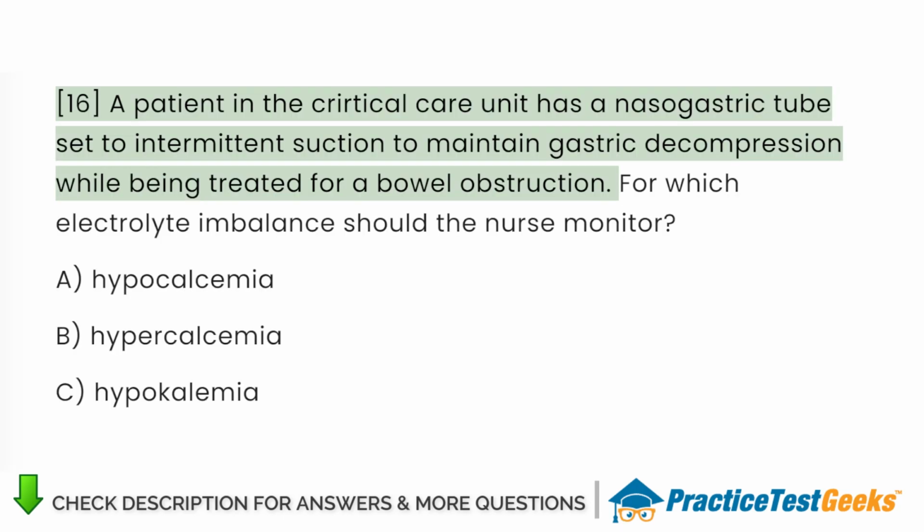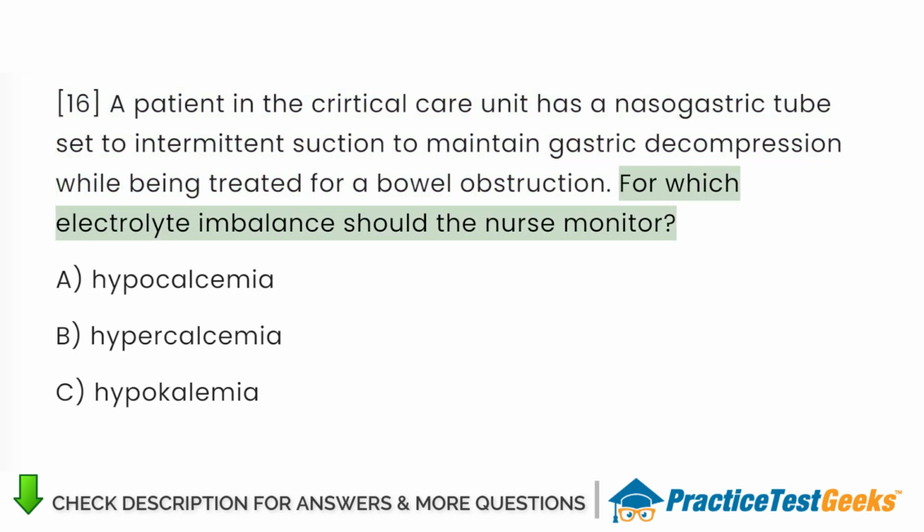A patient in the critical care unit has a nasogastric tube set to intermittent suction to maintain gastric decompression while being treated for a bowel obstruction. For which electrolyte imbalance should the nurse monitor? A. Hypocalcemia. B. Hypercalcemia. C. Hypokalemia.